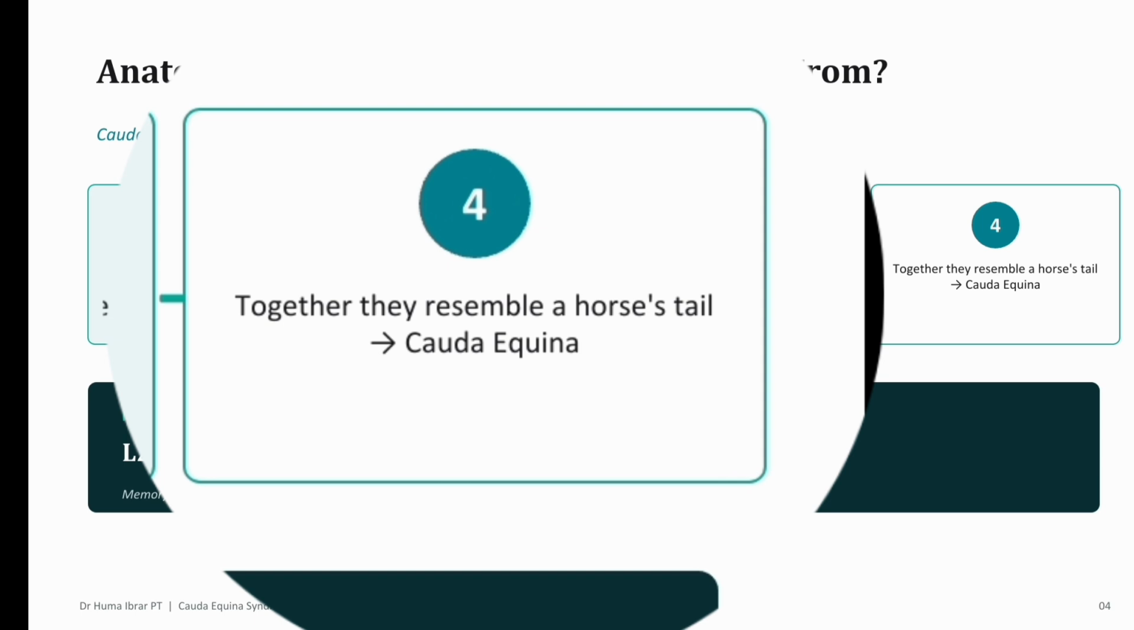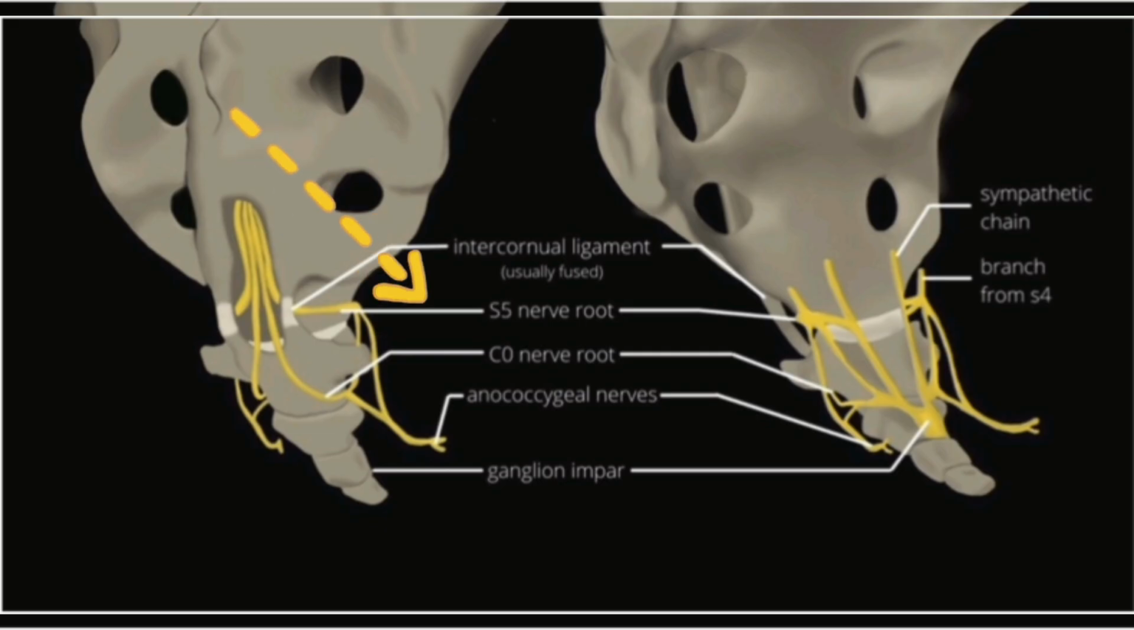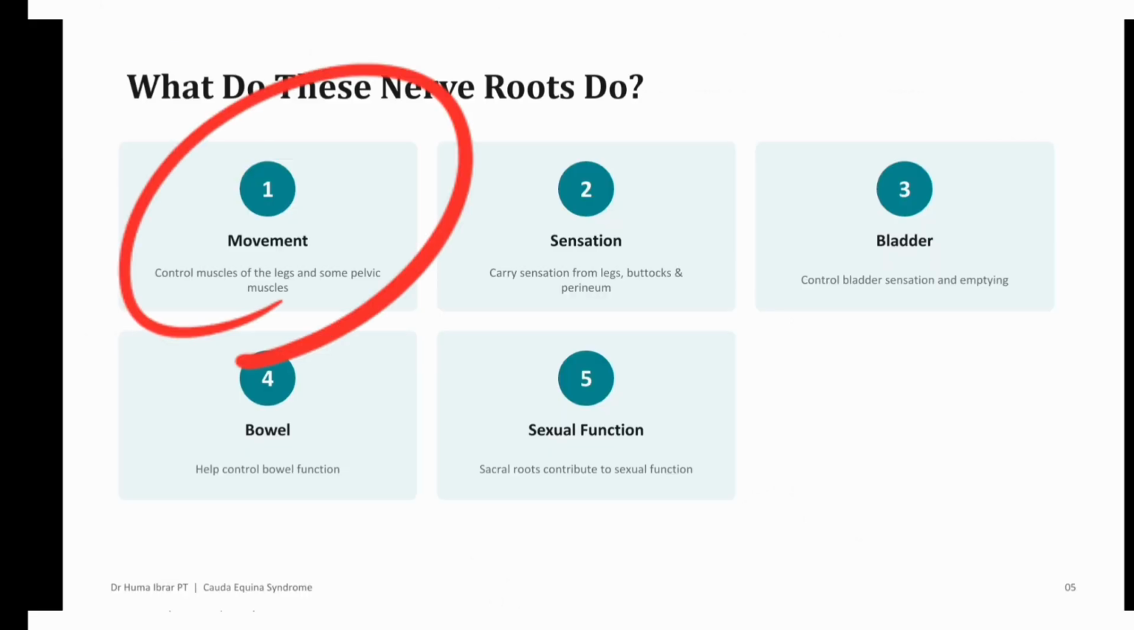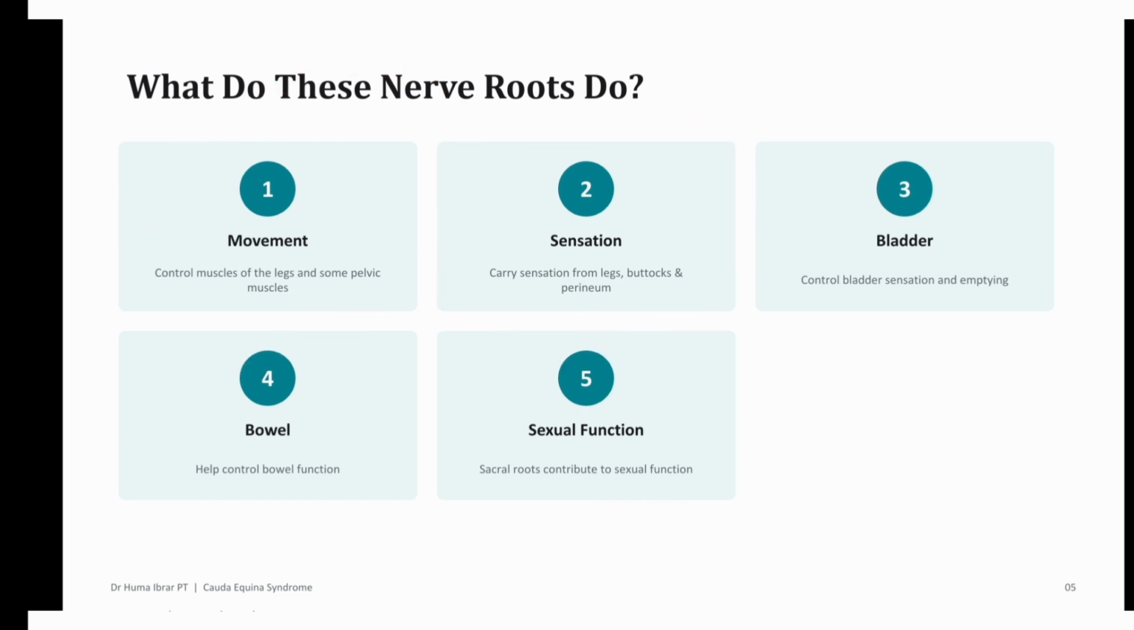That is a Latin word. Which nerves are involved? Mainly the nerve roots from L2, L3, L4, L5, S1, S2, S3, S4, S5 plus CO1 are involved. CO1 is the first pair of the coccygeal nerves. They supply different areas of the leg, pelvis, bladder, bowel, and sexual organs. What are their functions? Movement. They control the muscles of the legs and some pelvic muscles. Sensation. They carry sensation from the legs, buttocks, perineum, and other areas back to the spinal cord.